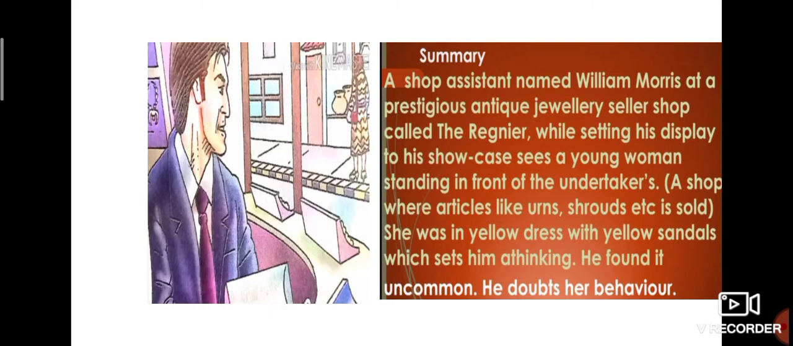Now let's talk about the summary of the story. In this story, William Morris is the protagonist. He works at a prestigious antique jewelry seller shop called the Rayners.